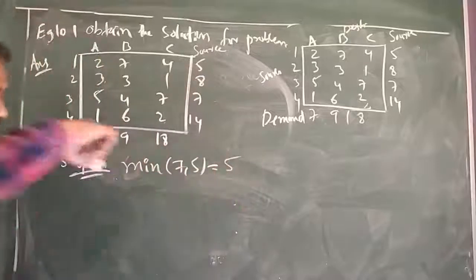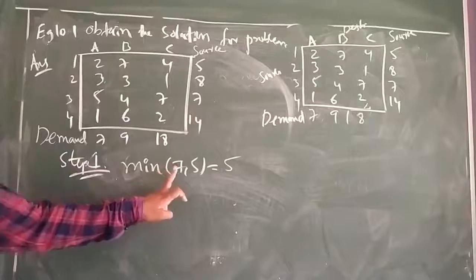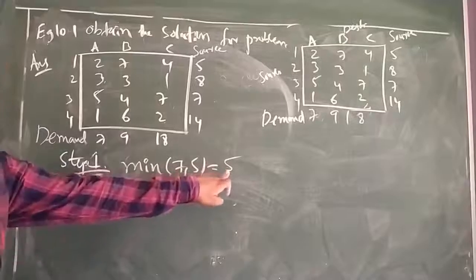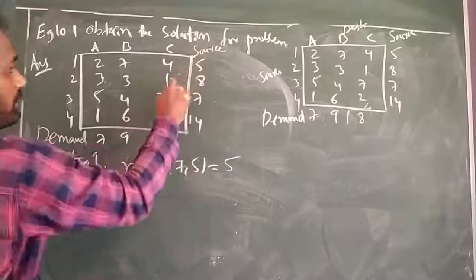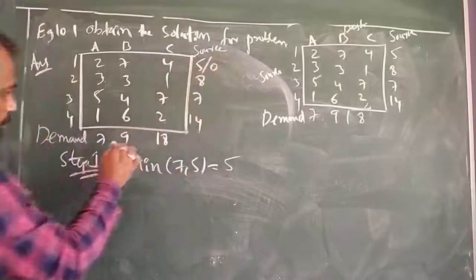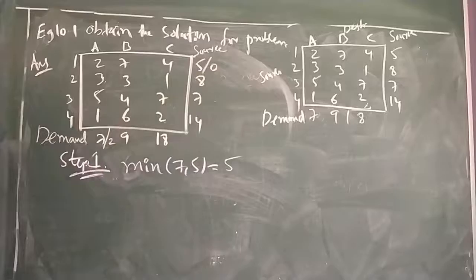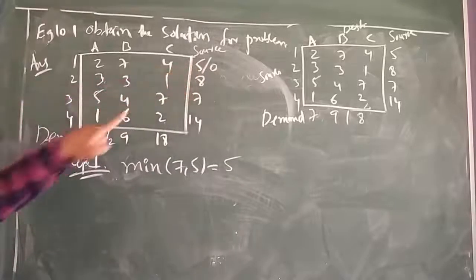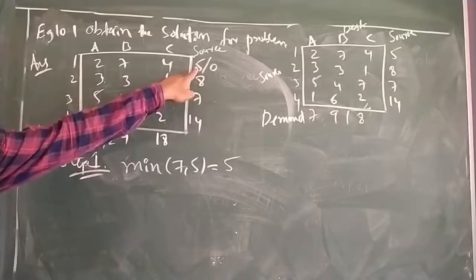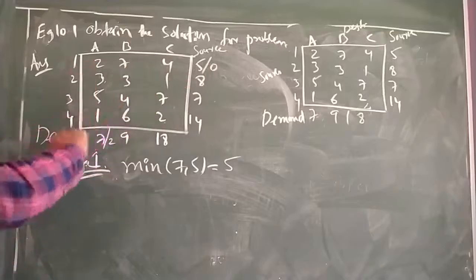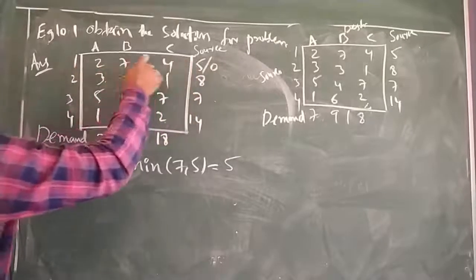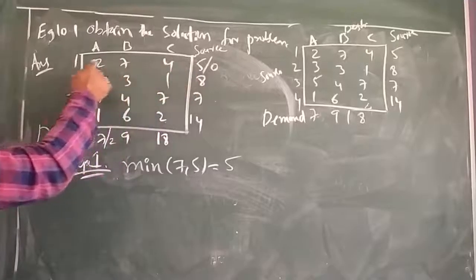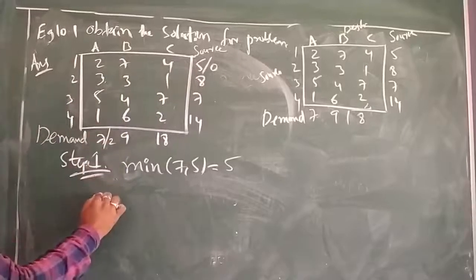It is 5. Because between 7 and 5, the minimum value is 5. So I will subtract this value from both. 5 minus 5 becomes 0, and 7 minus 5 becomes 2. After representing it, wherever you get 0, that total row or column will be deleted. Now the left numbers we will write here.